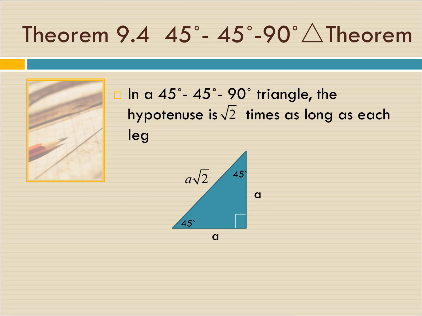So our first theorem, or our first special right triangle, is called the 45-45-90 triangle. In a 45-45-90 triangle, the hypotenuse is going to be the square root of 2 times as long as each leg. So in my picture here, these two letter A's, the two sides forming the right angle, this is a leg, this is a leg, and this is my hypotenuse. The hypotenuse is always across from the right angle.